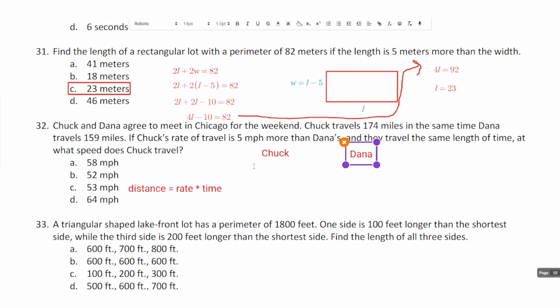So Chuck is traveling 174 miles. So that's the distance equals rate times time. Come back to that. Dana, on the other hand, traveled 159 miles. So this would be 159 is her rate times time. If Chuck's rate of travel is 5 more than Dana's, we're trying to find Chuck's rate, so I'm going to leave that as a variable. And if he's traveling 5 miles per hour more than Dana, then that means Dana's rate of travel is 5 less than Chuck's.